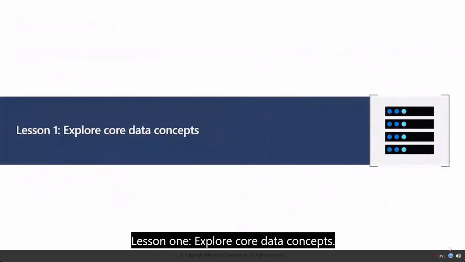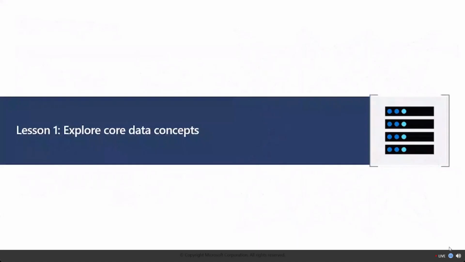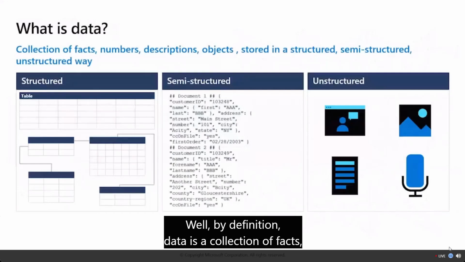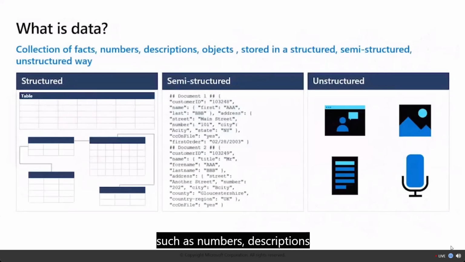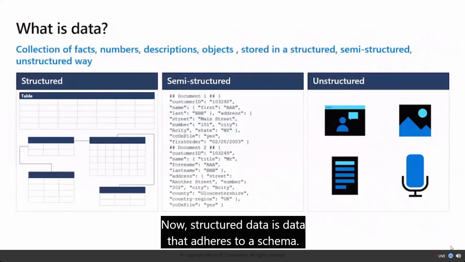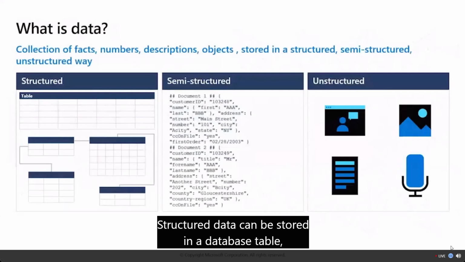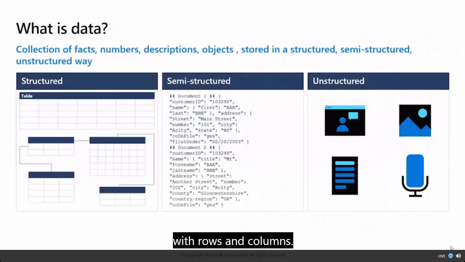Lesson 1, explore core data concepts. Now, what is data? Well, by definition, data is a collection of facts such as numbers, descriptions, and observations used in decision making. So you can classify data as structured, semi-structured, or unstructured. Now, structured data is data that adheres to a schema. So all of the data has the same fields or properties. Structured data can be stored in a database table with rows and columns.